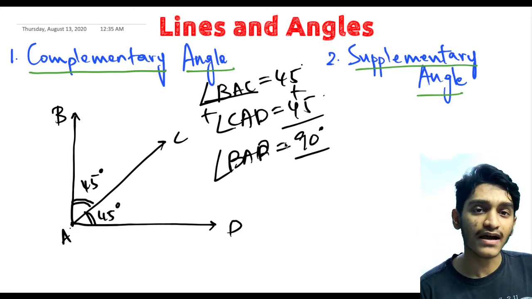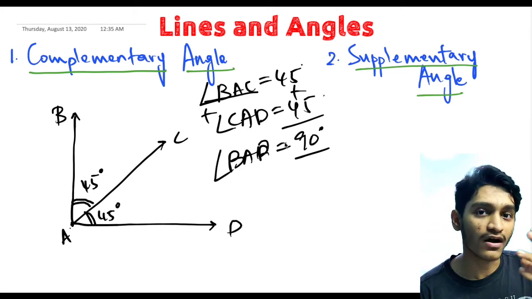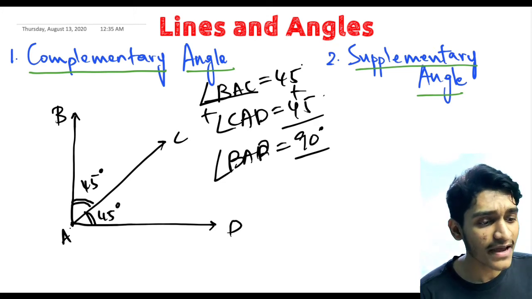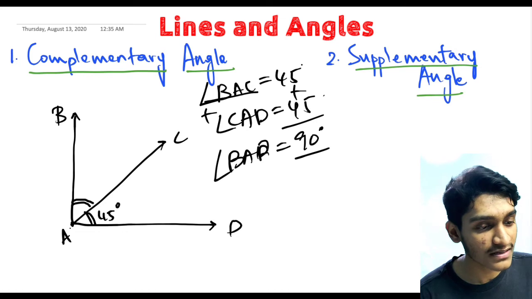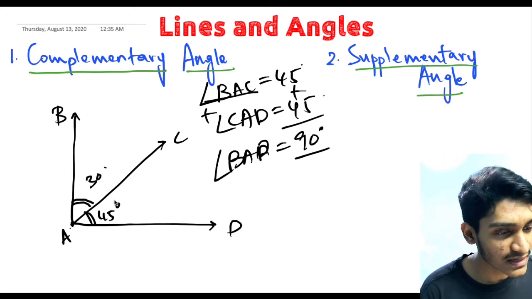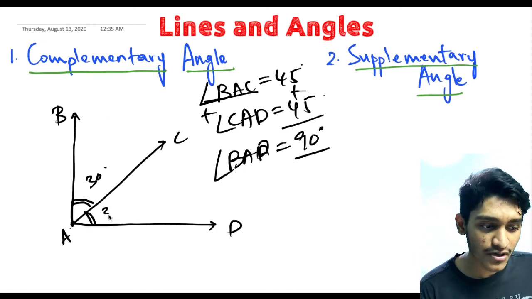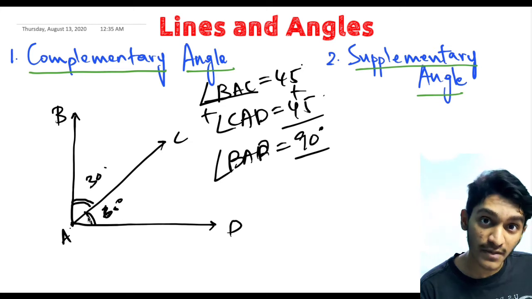Now since these two angles add up to a total angle of 90 degrees, this set of angles is called complementary angles. Now this can be any measurement apart from 45 degrees. Let us take a 30 degree and 60 degree set. Suppose this is 30 degrees and this is 60 degrees. I am just changing the numbers, but the representation may be different.